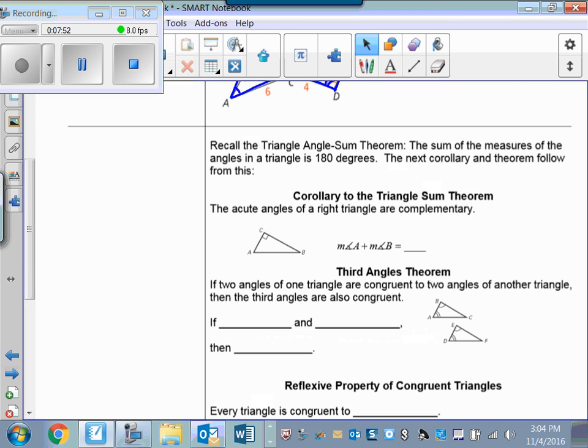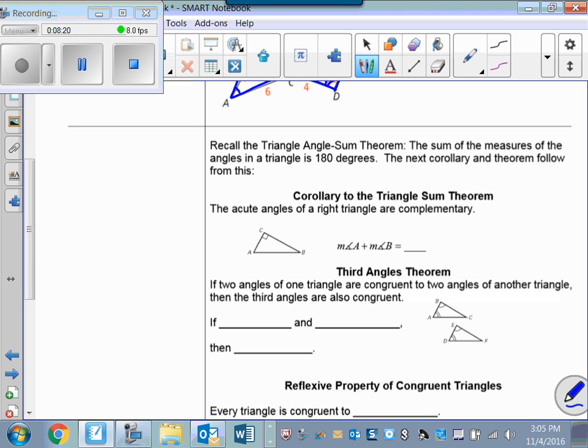All right. Recall the triangle angle sum theorem. The sum of the measures of the angles in a triangle is 180 degrees. We have a corollary and a theorem, and I don't know if I've ever really told you, but a corollary is another theorem, and it's easily proven using another theorem. So a corollary is really nothing different from a theorem. You can use corollaries as reasons in proofs, and we will do that quite a bit.